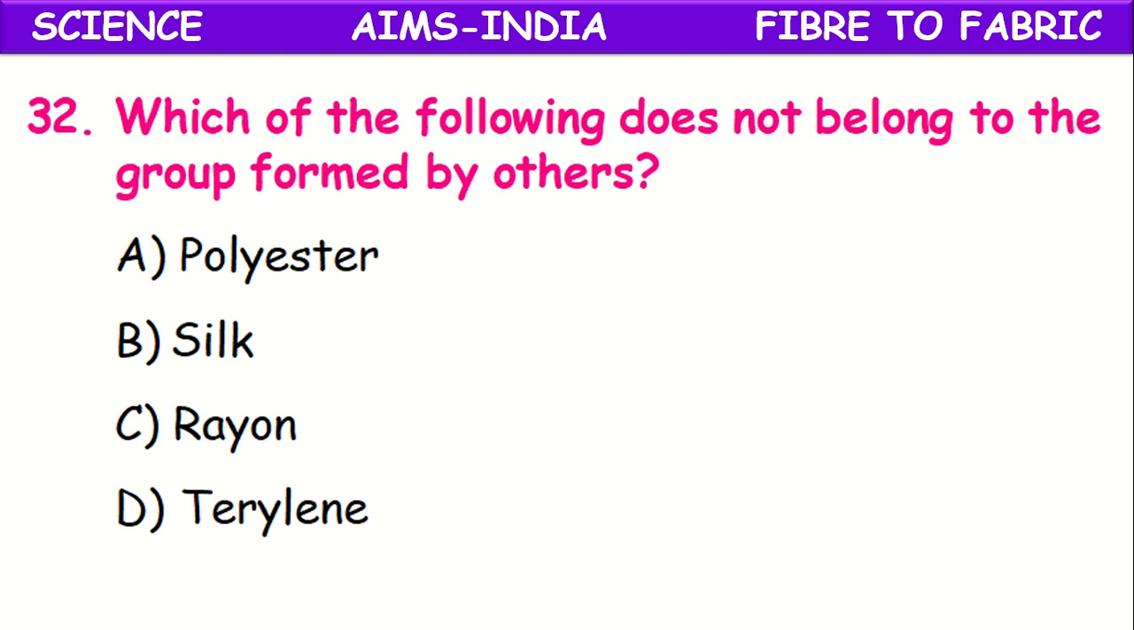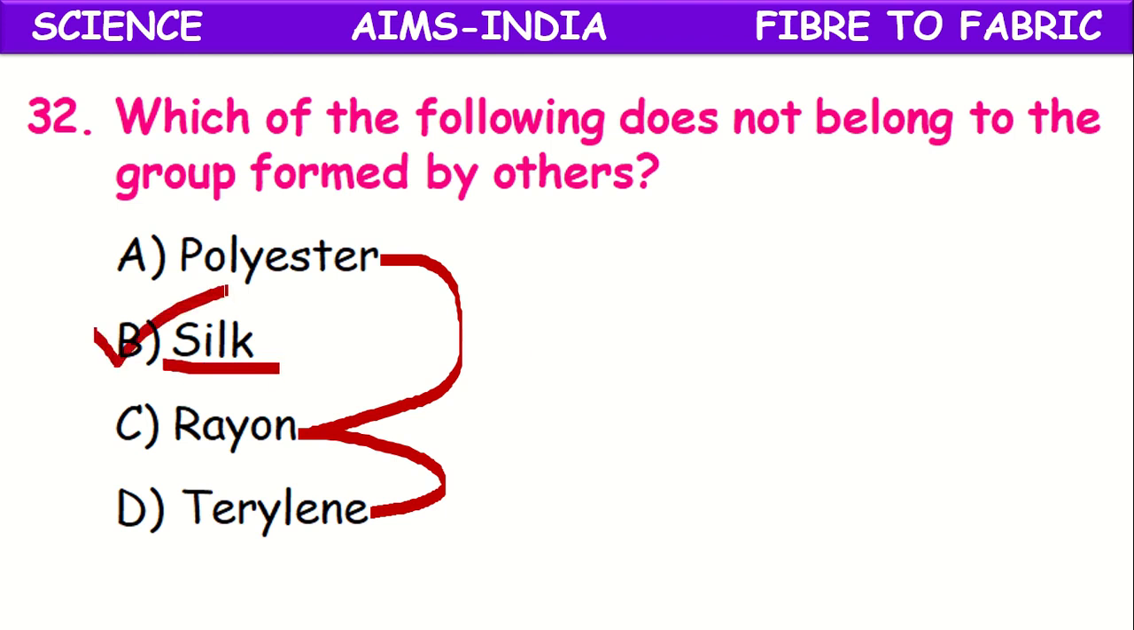Next one, which of the following does not belong to the group formed by the others? See here, polyester, silk, rayon, terylene. If you observe the fibers given here, polyester, rayon, and terylene, these three are artificial fibers or man-made fibers. Whereas silk is obtained from silkworm and it is an animal fiber or natural fiber. So except this, the remaining three are artificial fibers.